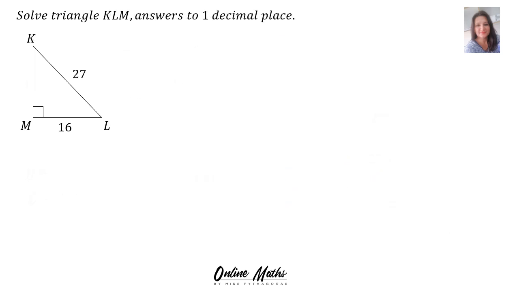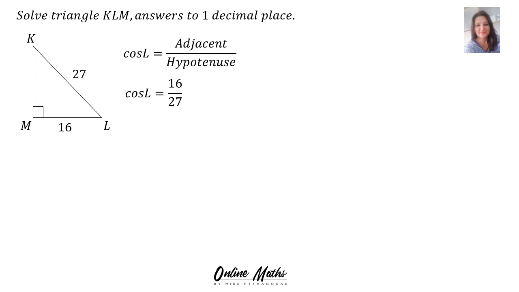Solve triangle KLM, answers to 1 decimal place. So solving the triangle, as I said, I'm looking for 3 sides and I'm looking for 3 angles. Let's start with angle L. Cos of L, the ratio is adjacent over hypotenuse, and I can substitute cos L is equal to the adjacent side, the length is 16 and the hypotenuse is 27.